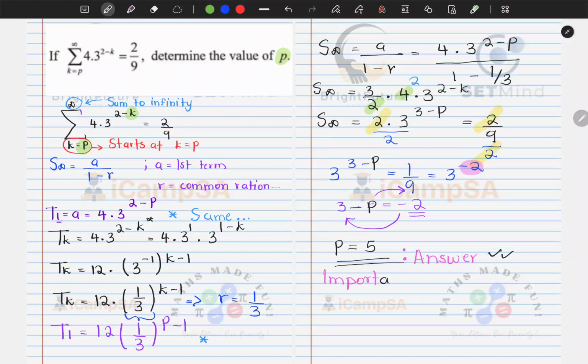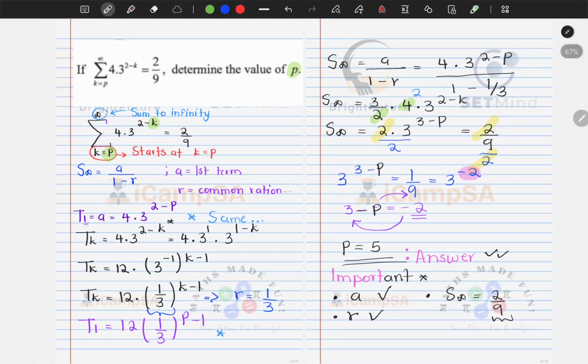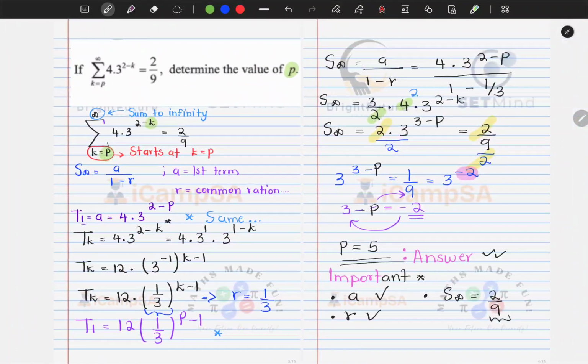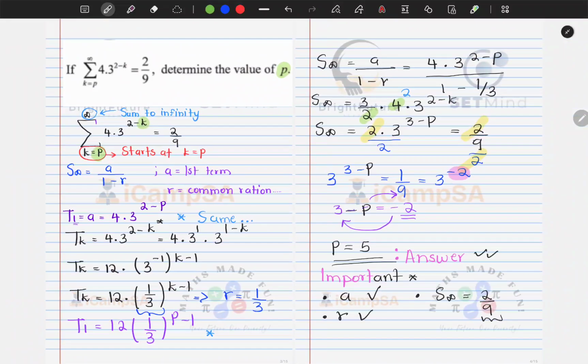What was important here was first determining the value of a, then secondly determining the value of r, then thirdly using our sum to infinity, equating it to 2 over 9, because we know that what is on the right hand side is what our sum to infinity should be equal to. I hope this does make sense. Give it a shot and see if you will get the same answer.